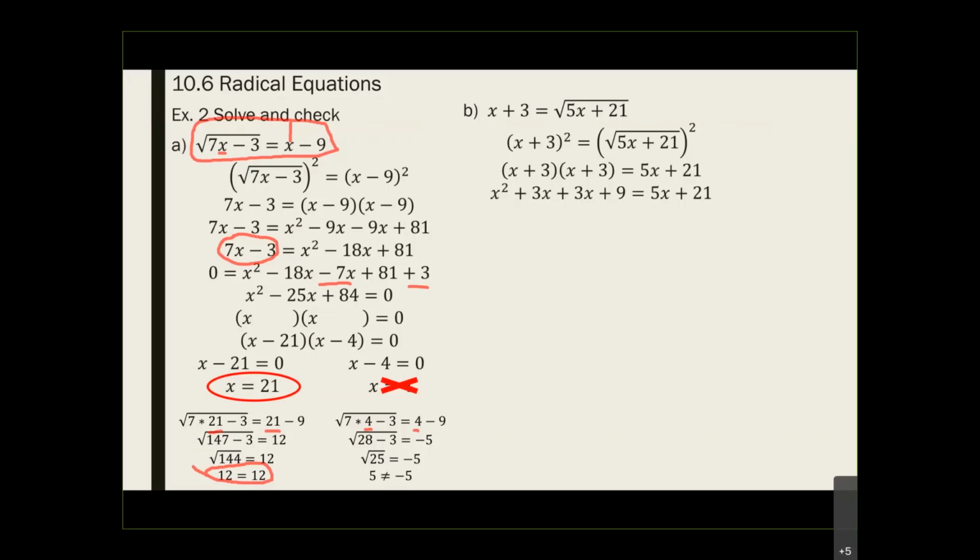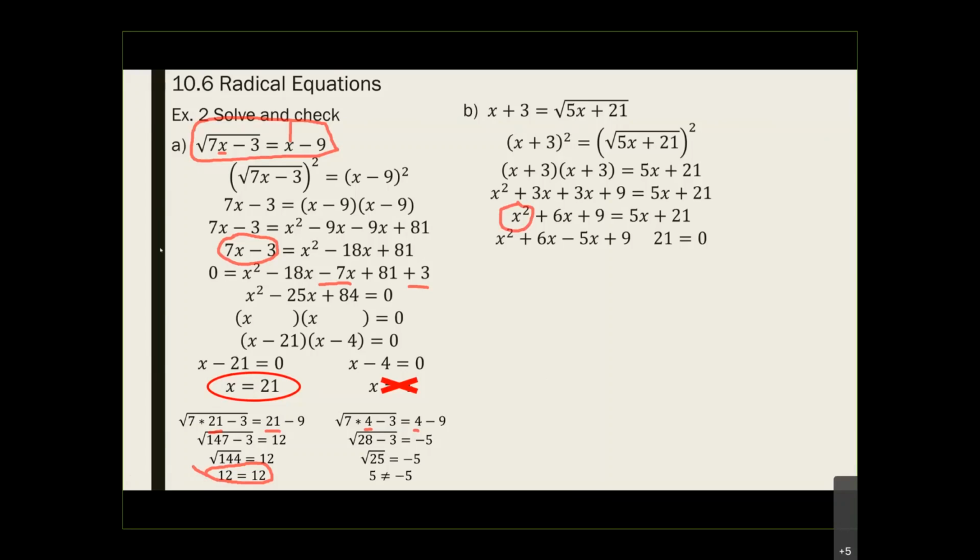This is what you should have, which is x squared plus 6x plus 9 equal to 5x plus 21. And again, same as before, once you FOIL them out, once you distribute them out, you can see that there's an x squared. And if there's an x squared, in order for us to solve, go back to chapter 6, we need to set it equal to 0. And if I set it equal to 0, all I need to do is move the 5x over by subtract, and I move the 21 over by subtract, right?